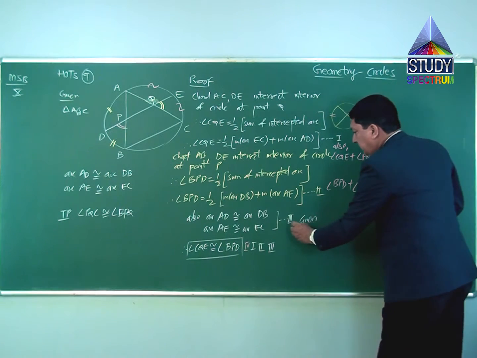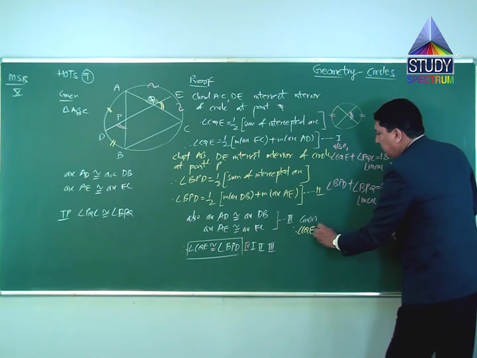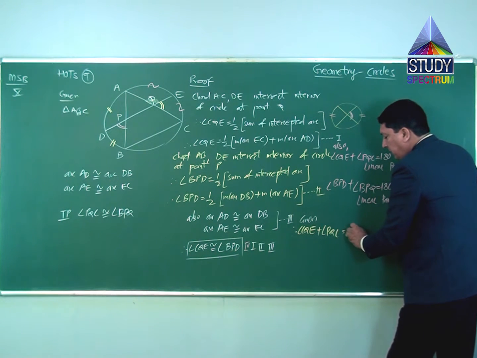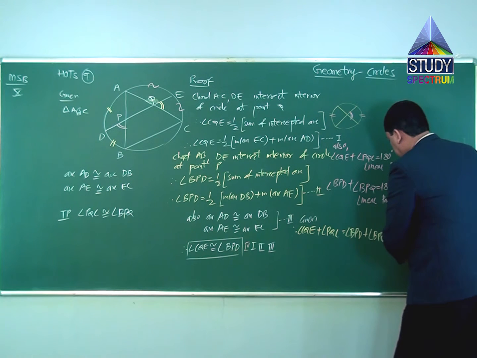Therefore, we can say that angle CQE plus angle PQC equals angle BPD plus angle BPQ. This we got from equation number 5 and 6. And we name this equation as seventh equation.